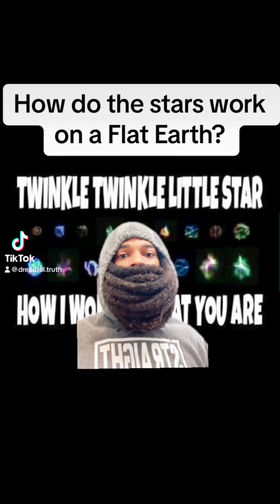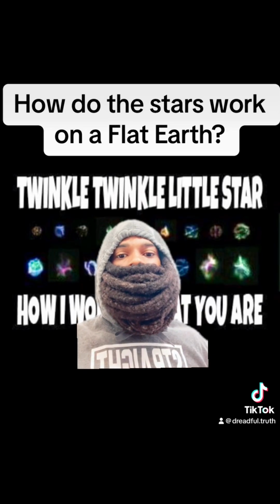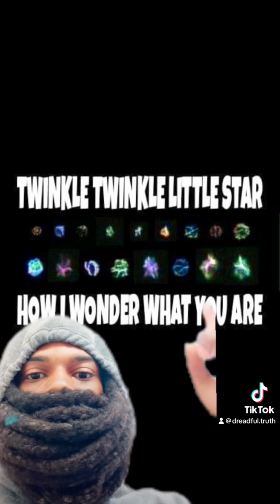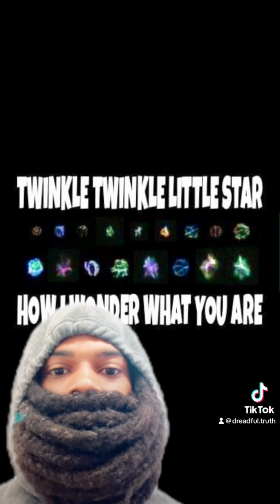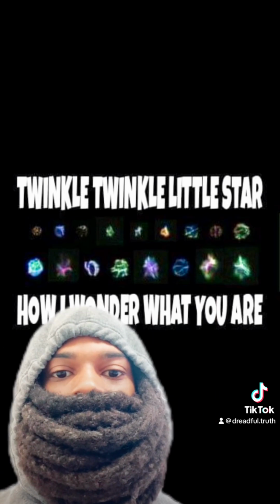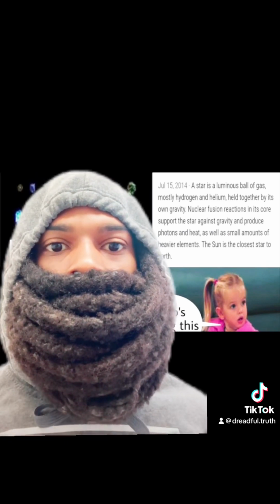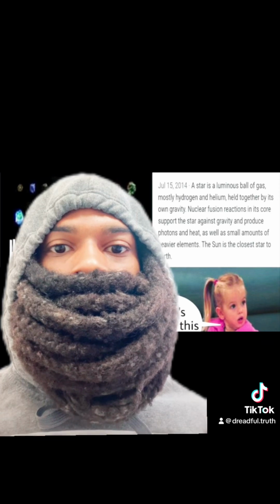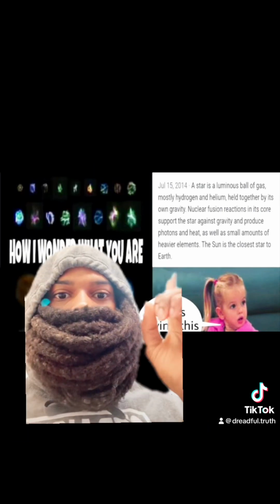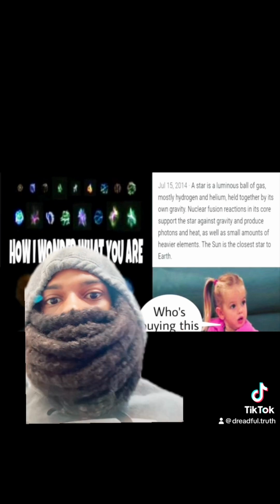I'm about to show y'all how the stars work on a flat earth. Now, we were taught that all these stars were suns, gases, and other planets in outer space. A star is a luminous ball of gas, mostly hydrogen and helium, held together by its own gravity. The sun is the closest star to Earth. They say this, but we see this.